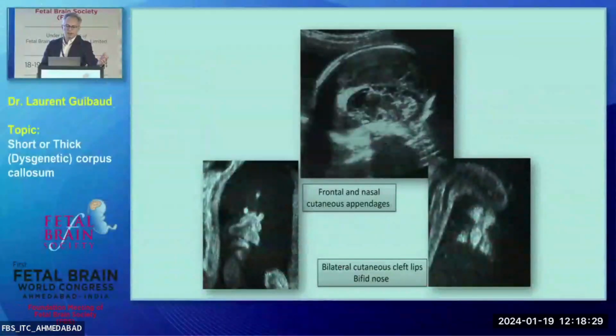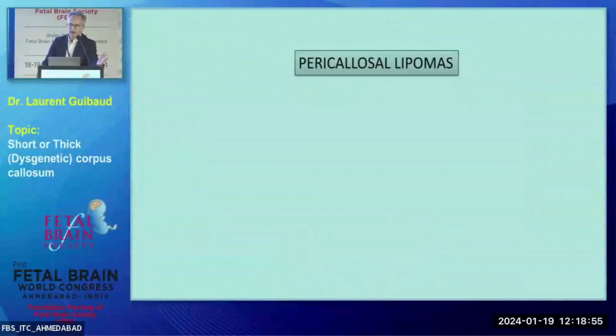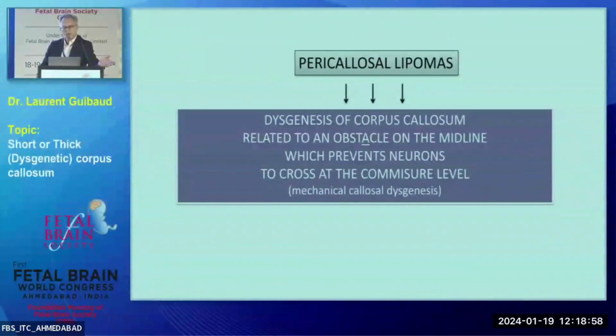Here you have a case of lipoma, and there are also anomalies. You see that with bilateral cutaneous cleft lips, bifid nose, and some appendages. And in that case, it was a case of Pai syndrome, and we reported the first case of Pai syndrome. And what is interesting with Pai, the cognitive outcome of Pai is good also. So pericallosal lipoma, in fact, gives rise to dysgenesis of the corpus callosum related to an obstacle on the midline, which prevents neurons from crossing at the commissural level. So it's a mechanical callosal dysgenesis.